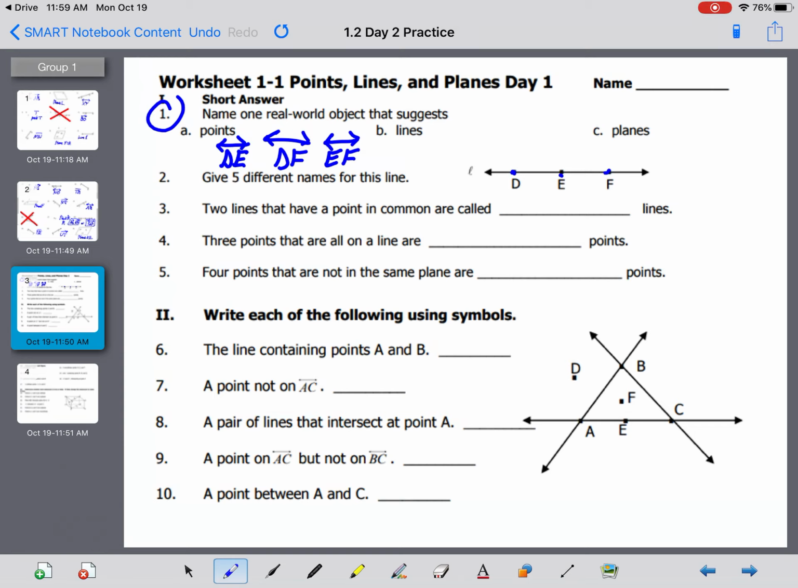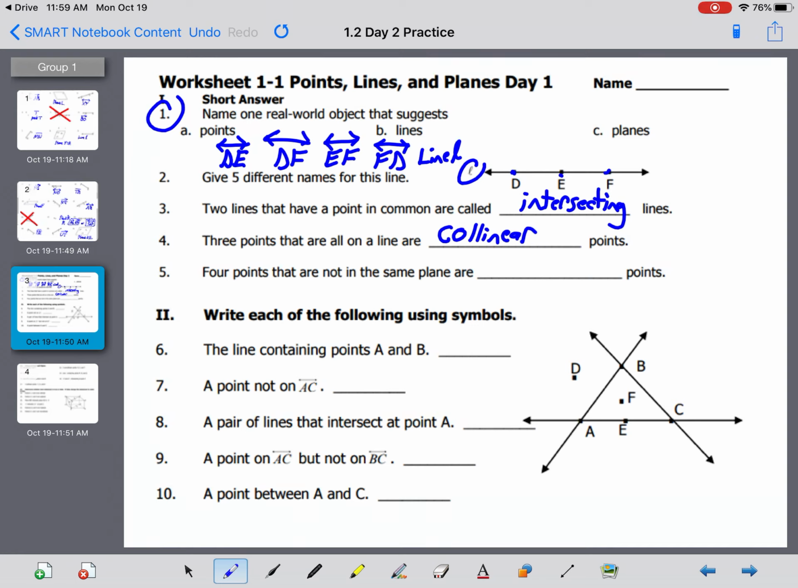Okay. What else can we call it? DE, DF, EF, FD maybe? And they also have a little script L here, so line L. 2 lines that have a point in common are called intersecting lines. 3 points that are all on a line together are called, meaning with together, linear.